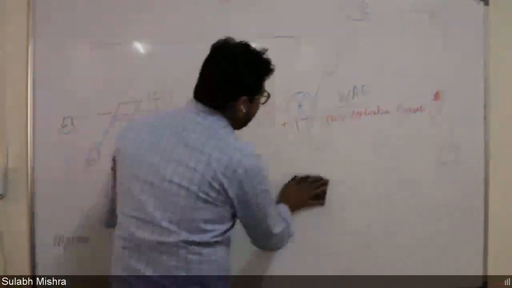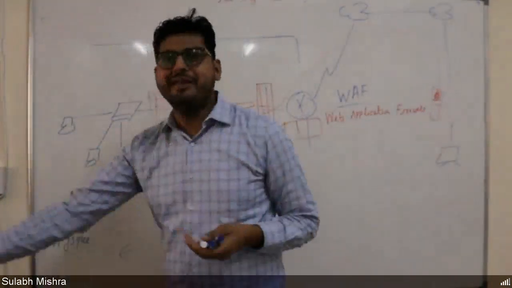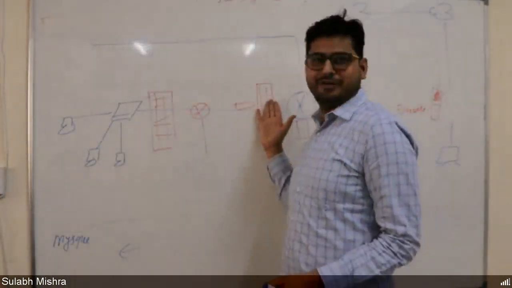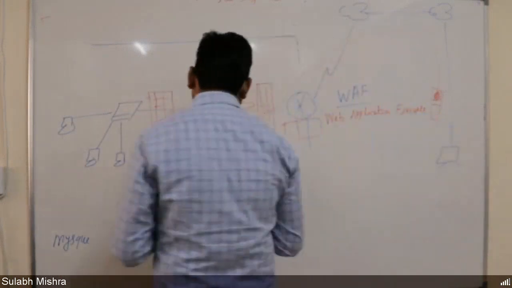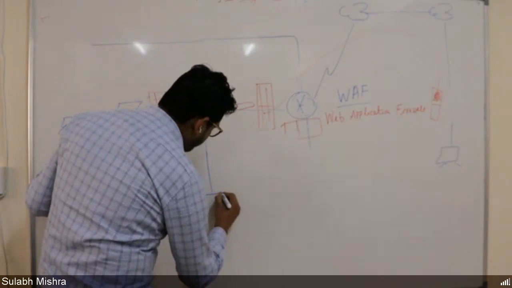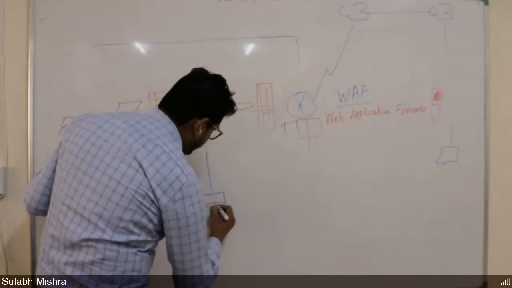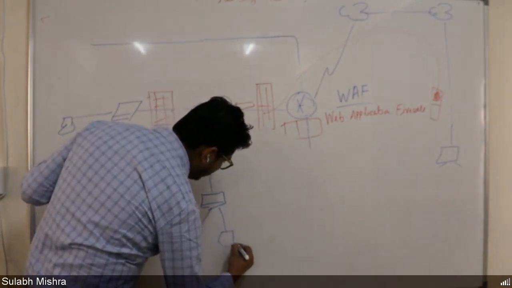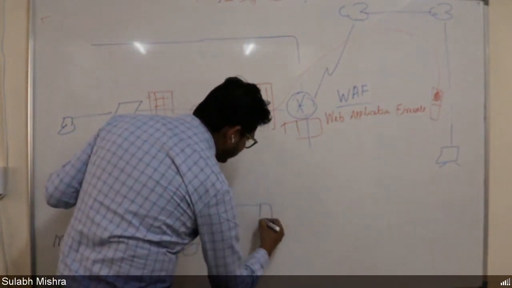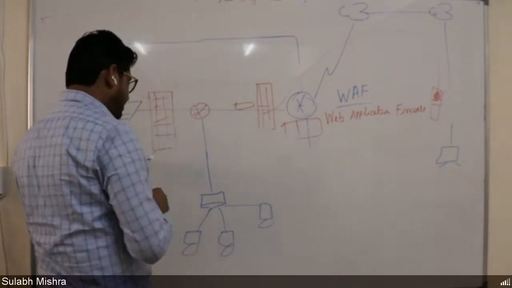So a web application firewall is only for web applications. It does not deploy on the network for all the communication. Where the web application is deployed, there we have to deploy the web application firewall to secure the web applications, right? So somewhere it will deploy somewhere here.